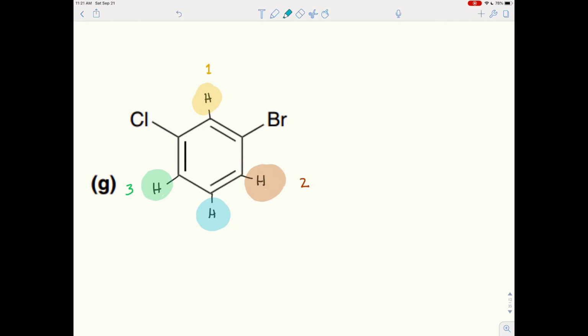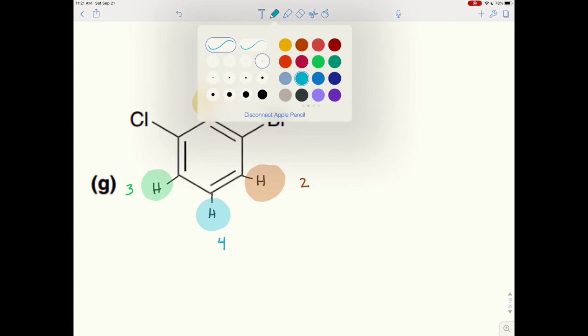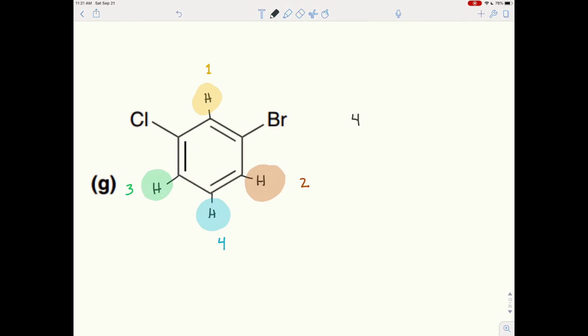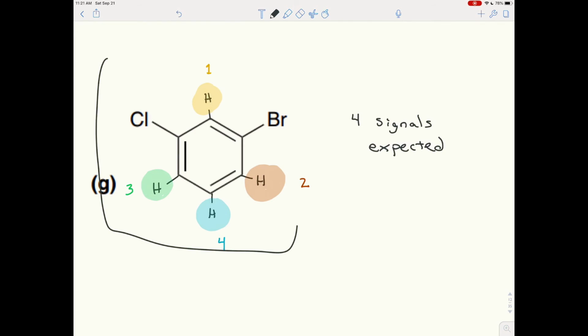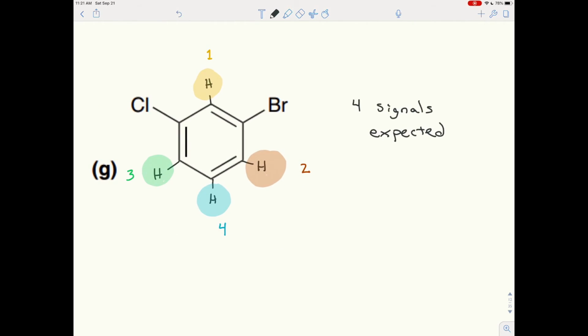And last but not least, this hydrogen on the end has the whole molecule on top, nothing on the bottom. That's different from any of the other hydrogens. So that's a unique electronic environment that will lead to a unique signal. So in this one, there'd be 4 signals that you'd expect. There are 4 different frequencies, 4 different amounts of energy that you would need to flip these hydrogen nuclei in 4 different electronic environments.